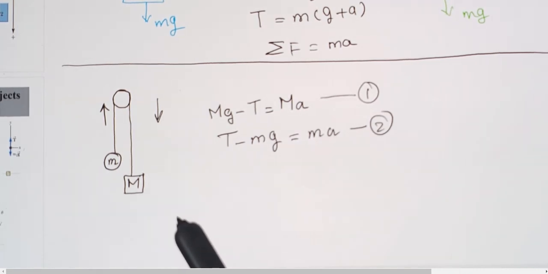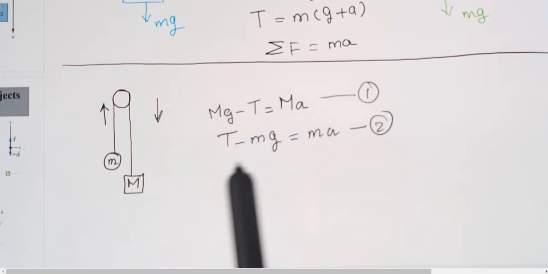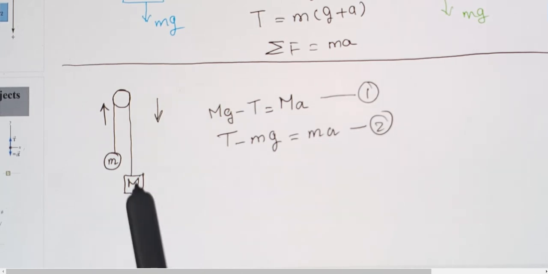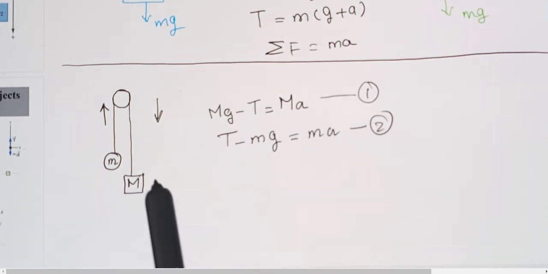If the object were stationary, then mg would be equal to T, and the small m and large m would be equal. We are talking about Newton's second law and we're applying Newton's second law.